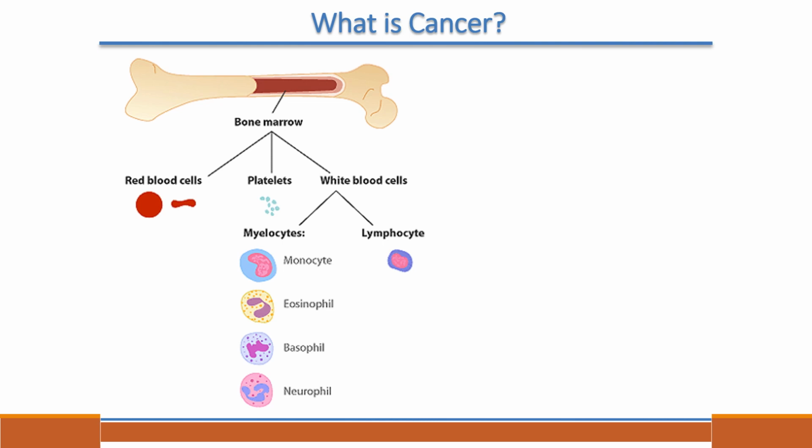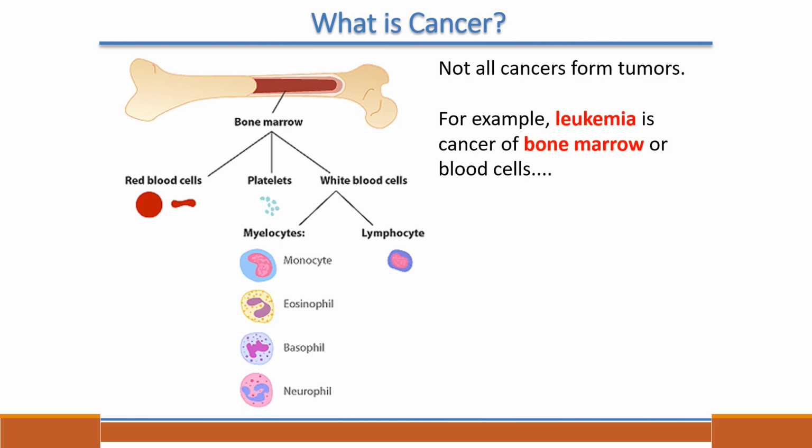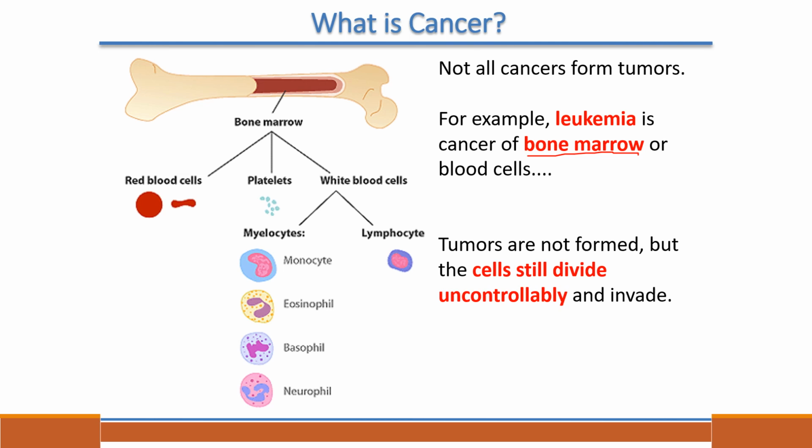Although I have been focused on cancers that come from the epithelia, because remember, the majority of cancers come from an epithelia, there are other cancers that can appear, for example, in bones, in muscles, in the connective tissue. So not all cancers form tumors. For example, leukemia is a cancer of the bone marrow or blood cells that doesn't form tumors, but the cells still divide uncontrollably and they can invade other tissues.